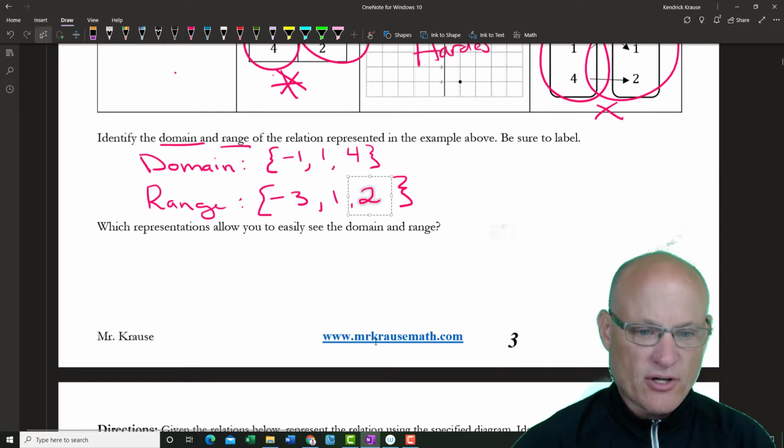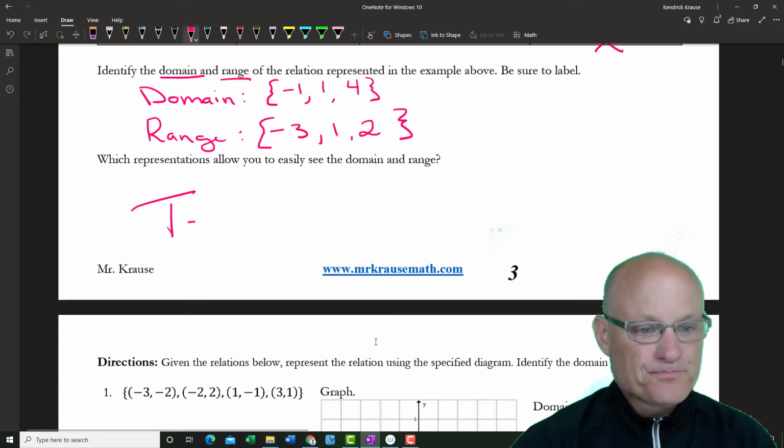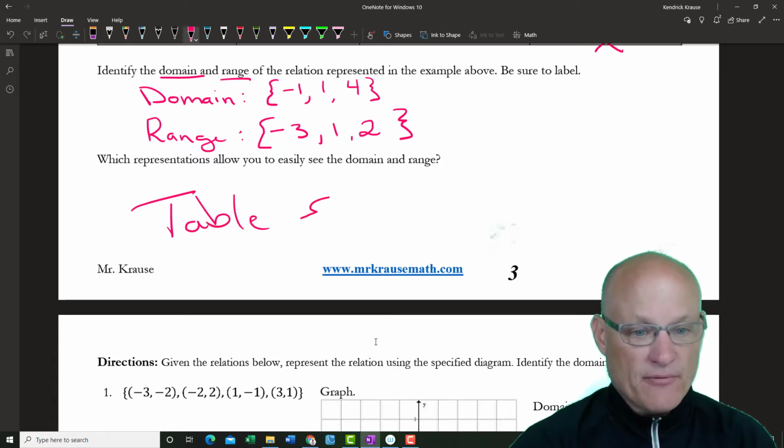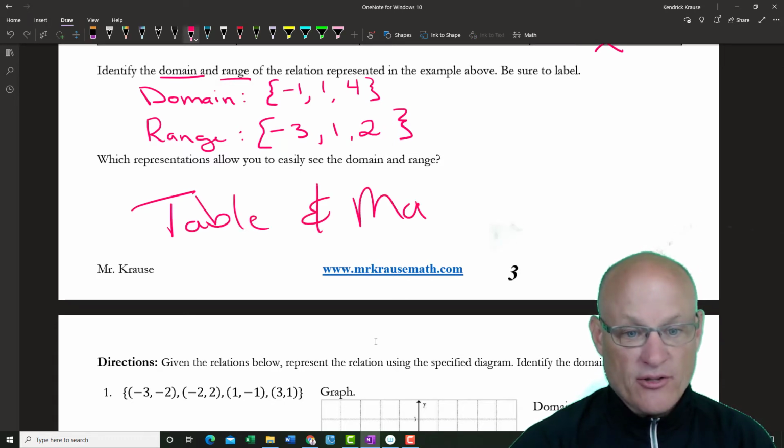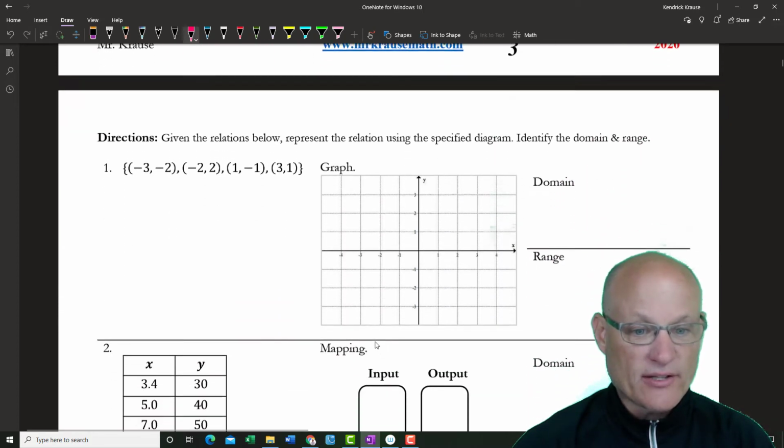There it is. The table and the mapping function. These are ones that are easiest. Now, do you always get them like that? No, not at all. All right, so let's take a look at this.